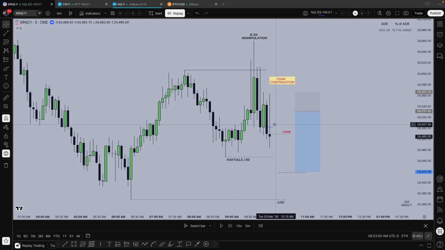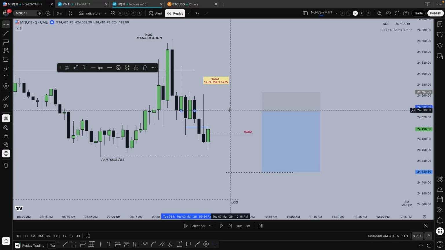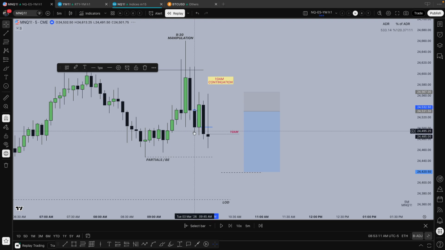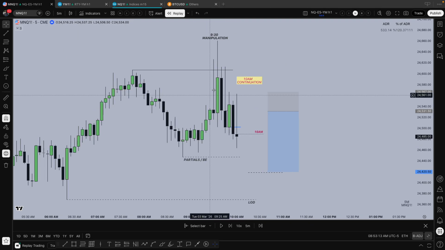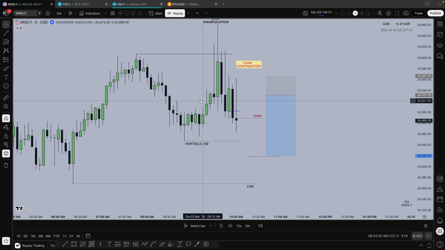Yes, this is my first entry. Then I added to my position because the narrative was confirmed. Now I would have wanted an individual framework of the asset which I want to frame. 9:30 manipulation to frame towards the draw, okay? And NQ itself has a good framework to frame shorts, and ES confirming that.